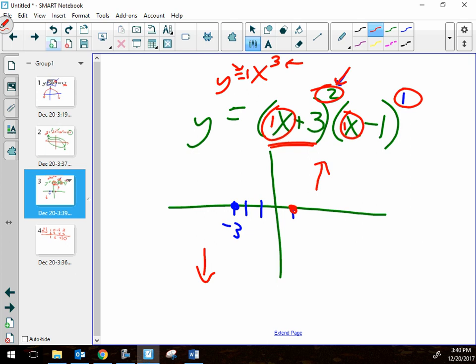So if it's going to bounce right there, then let's see if I can make this work. This has to cut through. This has to bounce. And there. I'm heading down, and that looks like a good possible sketch.